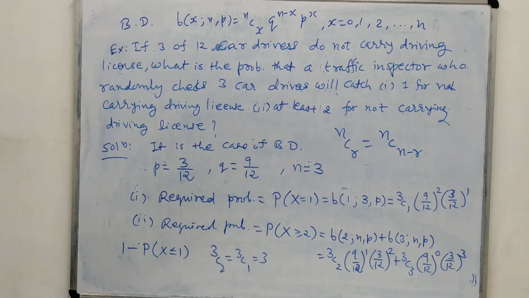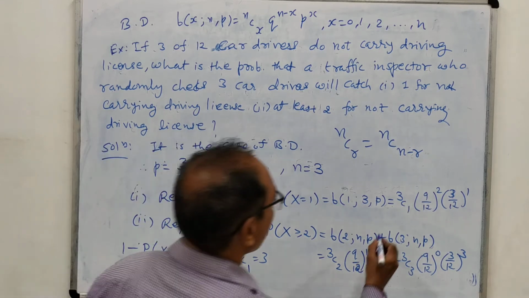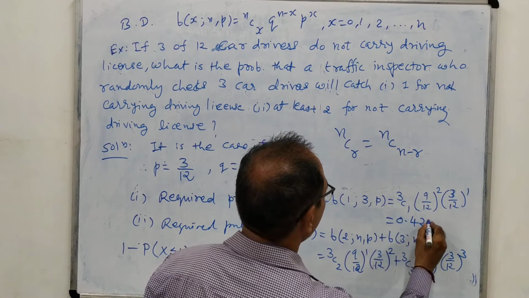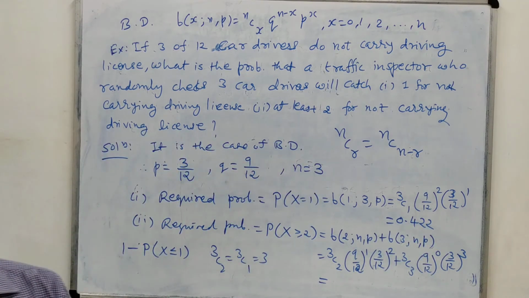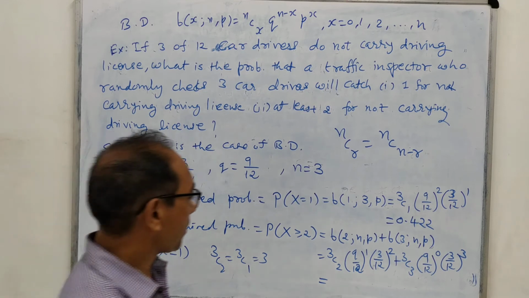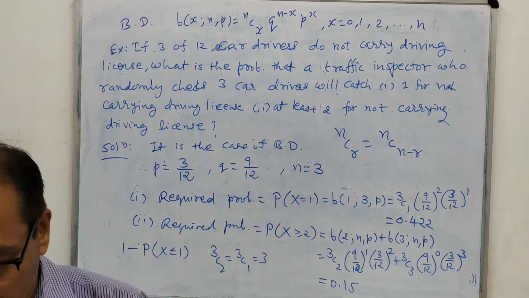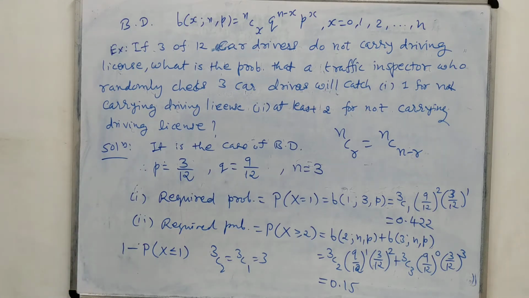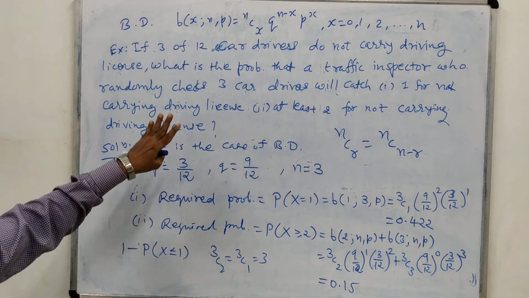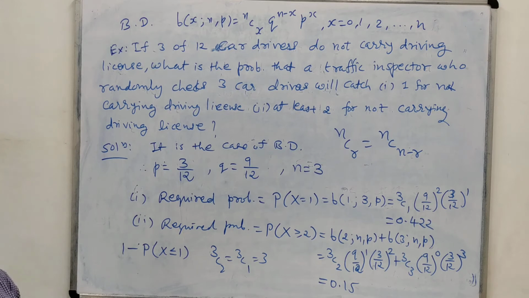So you can find out this value, and the answers for these two will be 0.422 and 0.156. Yeah, you can use your calculator to find out such a solution very easily. Okay, are you clear? So this is the solution of the question.